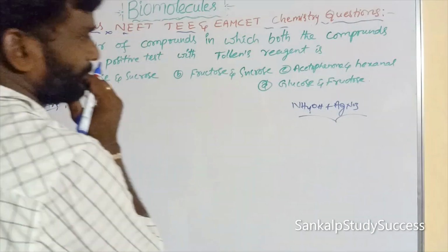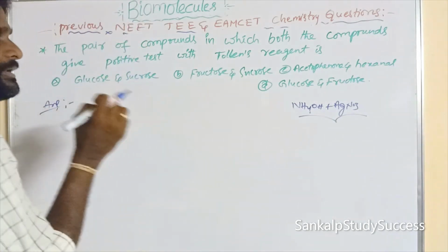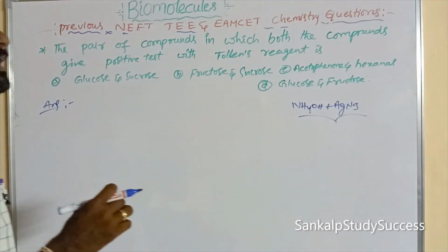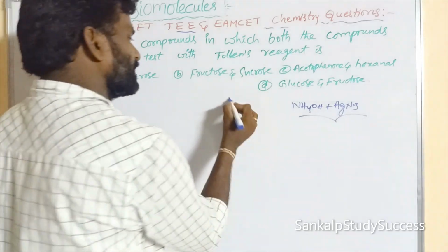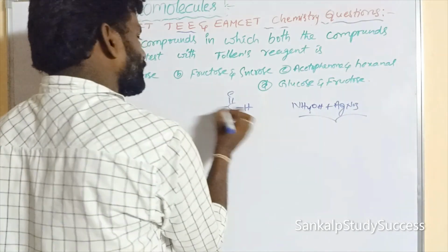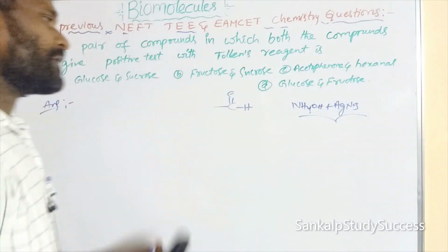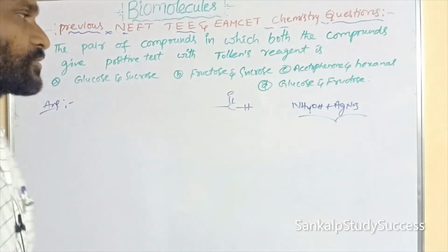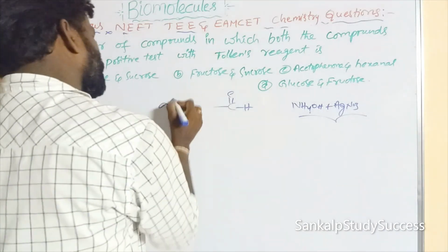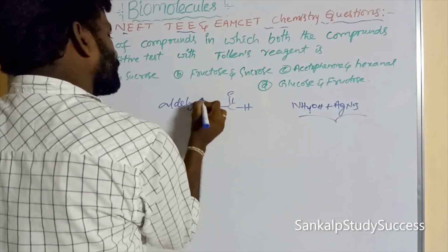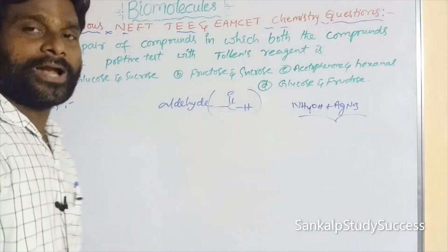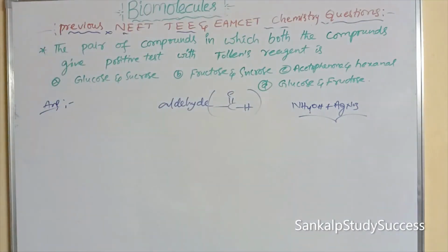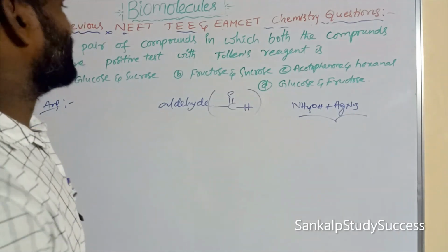So in the Tollens test, the compound must contain an aldehyde group. Aldehyde group means the CHO group. So the compound containing the aldehyde functional group gives the Tollens test. This is the aldehyde group. So this is the information about Tollens reagent.